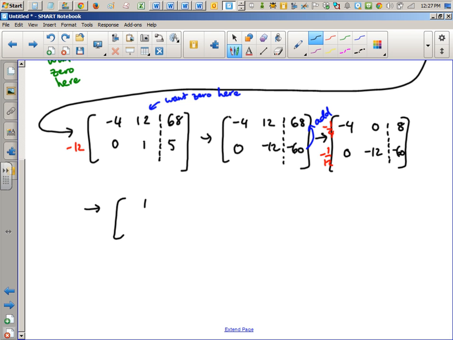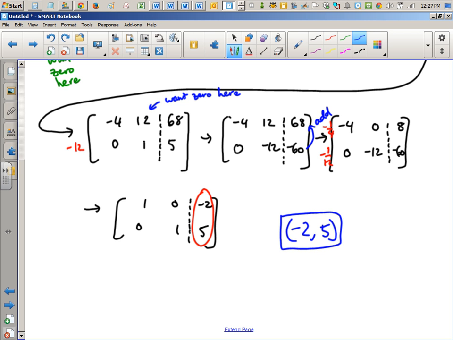Here's my answer: 1, 0, -2, 0, 1, 5. The solution to the system is chilling on the right. There it is, -2, 5. How do I know this is the answer? The left side is the identity matrix.